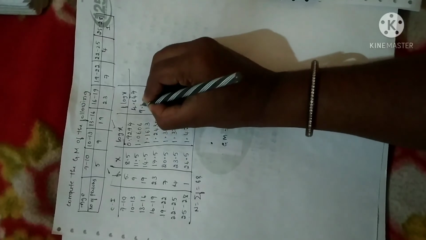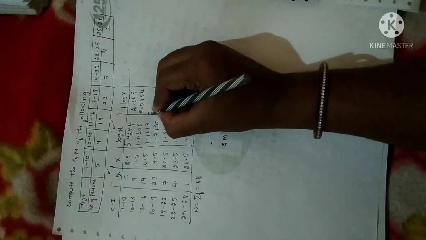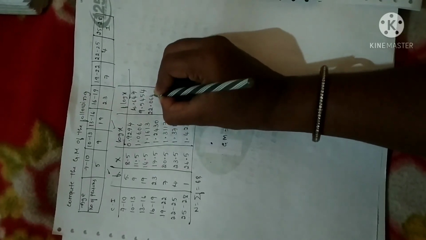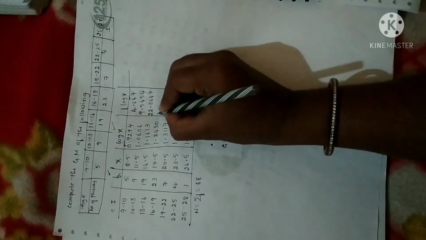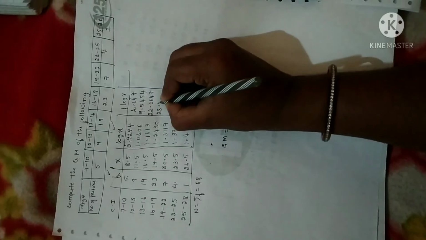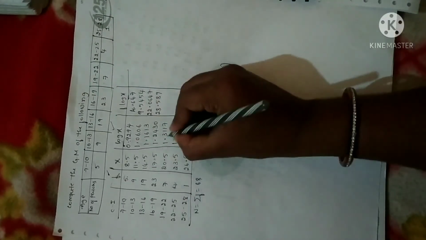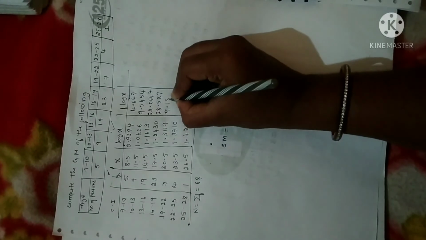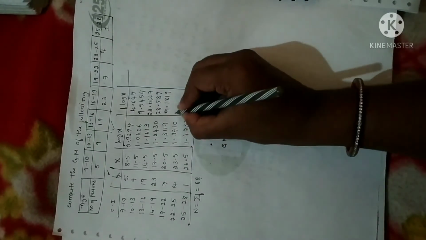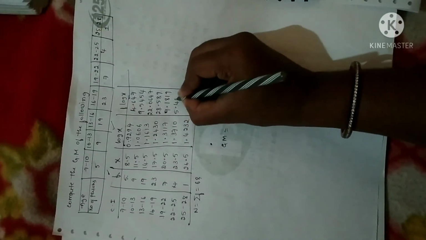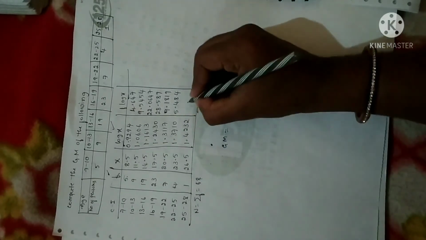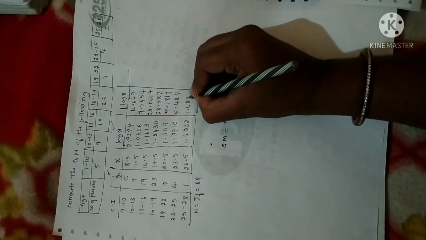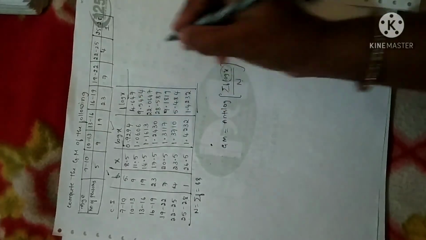Similarly, 9 into this value, 9.5454. Similarly, 19 into this value, 22.0647. Similarly, 23 into this value, 28.589. Next, 7 into 1.3117 is 9.1819. Similarly, 4 into this value, 5.484. 1 into this value is the same, 1.4232. So I have obtained f into log x value.